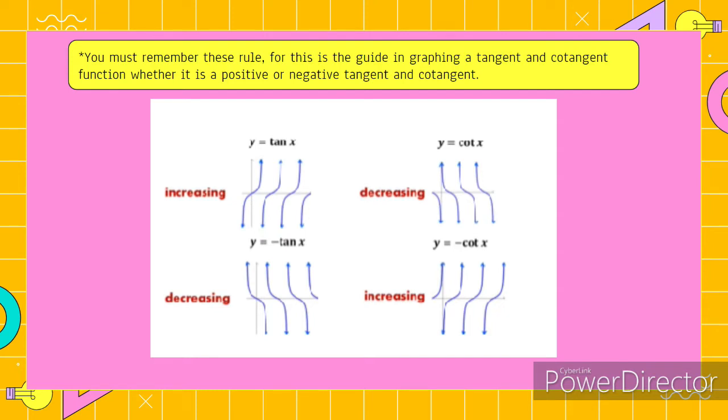You must remember this rule, for this is the guide in graphing tangent and cotangent functions, whether positive or negative tangent and cotangent.